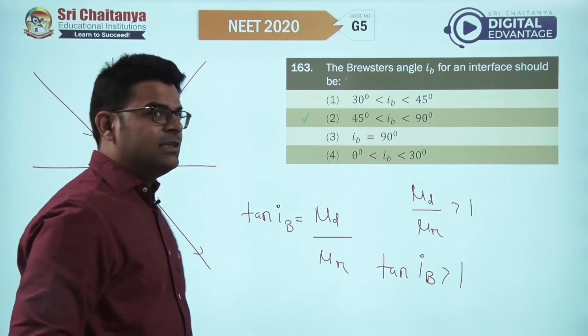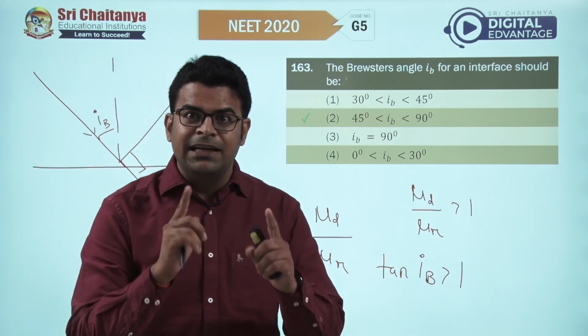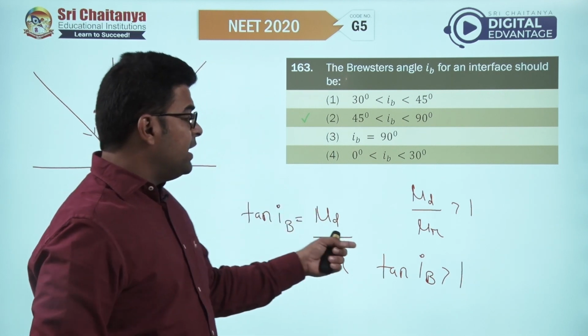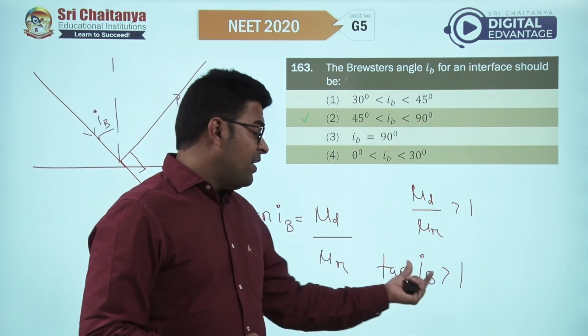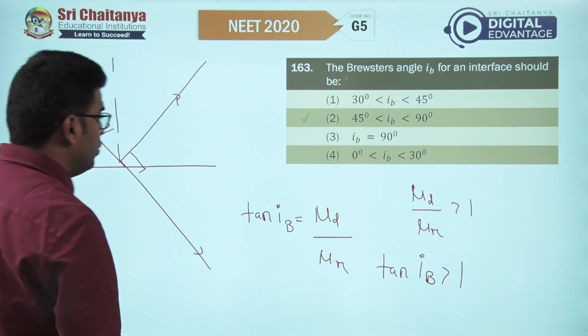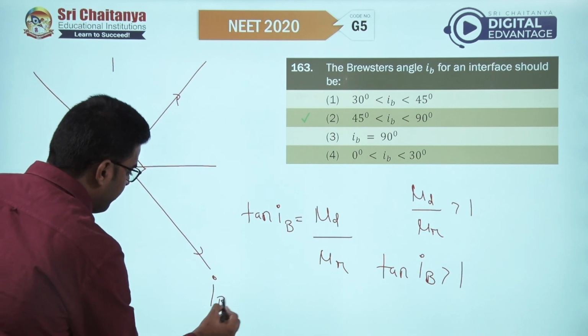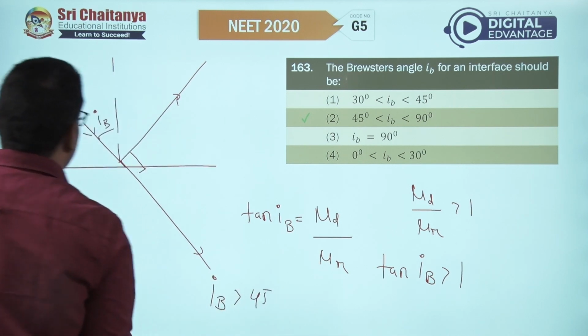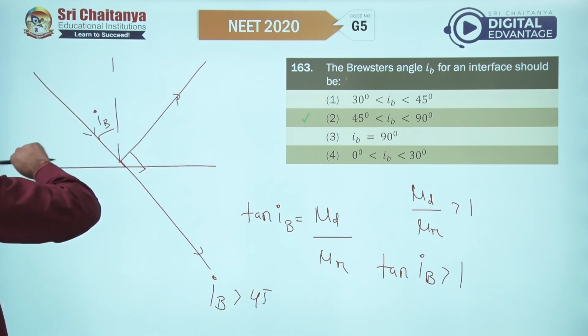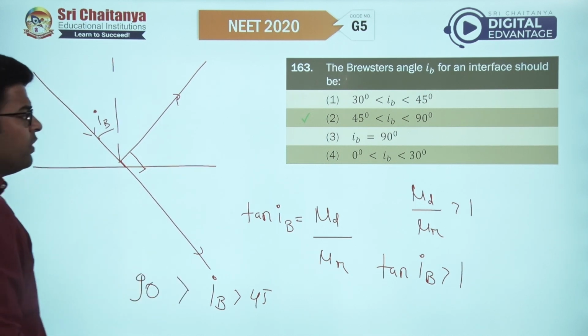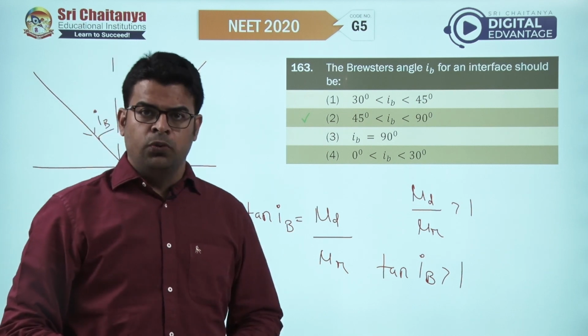Since tan of the Brewster's angle has to be greater than 1, and tan theta is 1 for which angle? Tan theta is 1 for 45 degree. So if tan theta has to be more than 1, the angle has to be more than 45 degree. So you know that IB should be more than 45 degree. But you can't make this angle of incidence more than 90. So it should be less than 90, but it should be more than 45. That is option number 2.